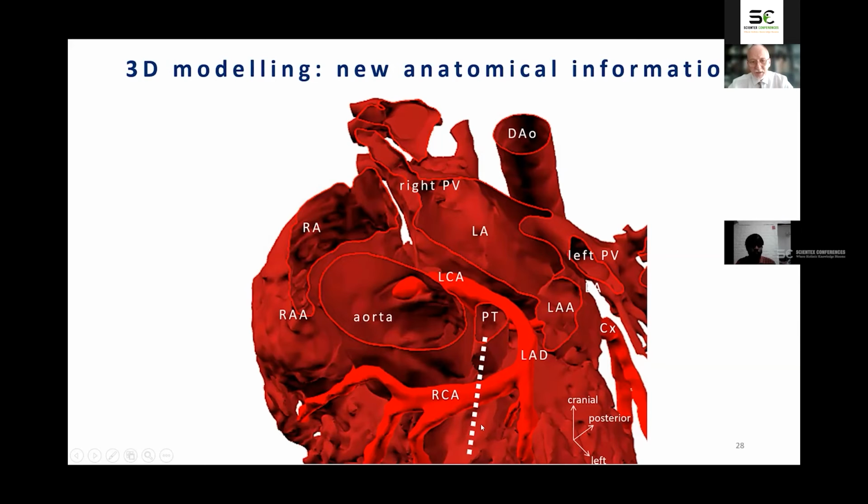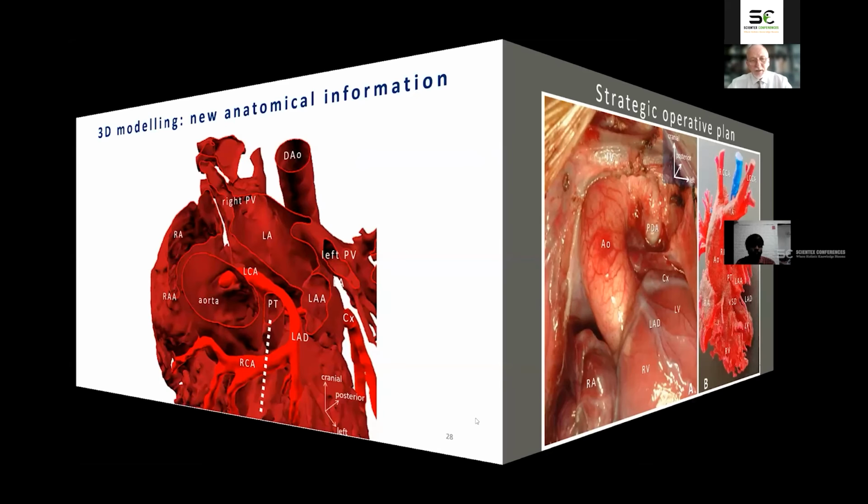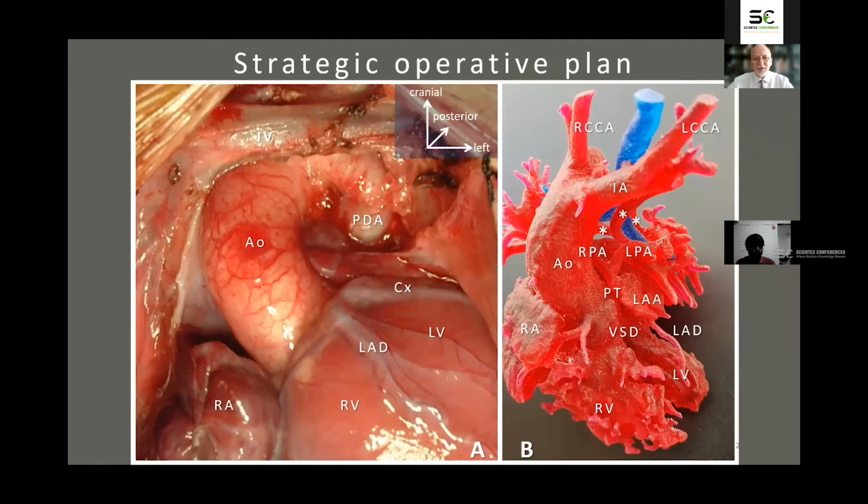on the 2D imaging. In other cases, the models helped us to plan strategically for the surgical procedure, which vessel should come first, and how we can create a pulmonary circuit in this situation when the pulmonary circulation relies on collateral arteries, and there is no connection between the heart and the pulmonary vessels.